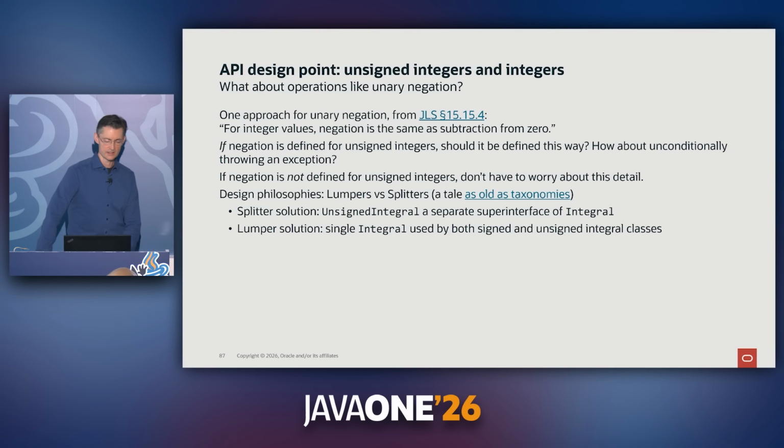So this is a small illustration of a common design tension between lumpers and splitters. This has been around at least as long as people have been arguing about how many species a set of animals takes up. The splitter solution would be to use unsigned integral to avoid having to define the negate method, and the lumper solution would just be to come up with some policy for negate on unsigned. Neither one is necessarily right or wrong. There's a tension. Currently, we're taking a more lumpier approach.